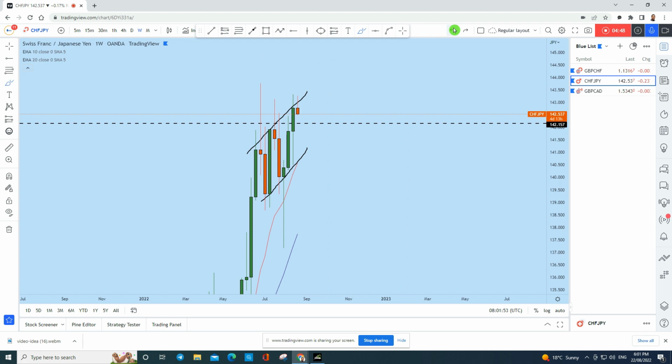Why? Because this is the tail that you need to look at. You can see that this is the tail that the weekly structure has. This candle basically penetrated all the way down.